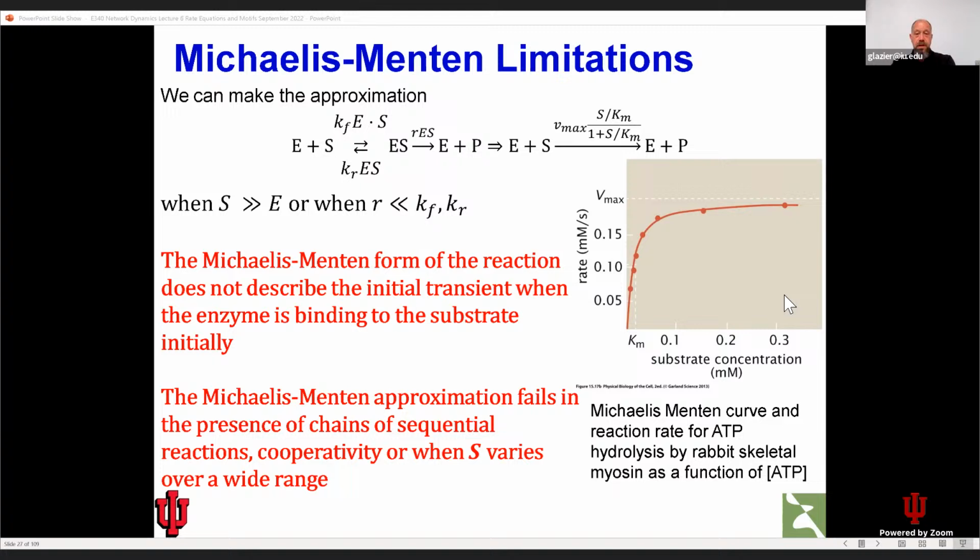And this is from the Physical Biology of the Cell textbook. It's an experiment of the rate of ATP hydrolysis by myosin, a motor protein. And here they plotted the rate versus the concentration of ATP. And the solid line is the Michaelis function. And the dots are the experimental values, and they're right on top of each other. And so this shows that, at least in some cases, it's a reasonable approximation.